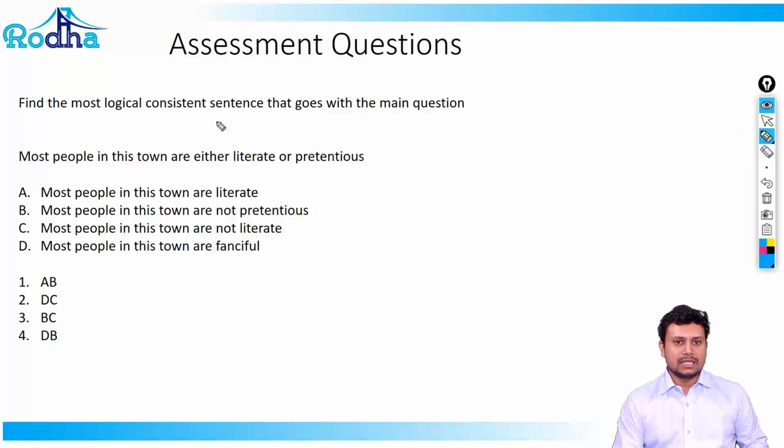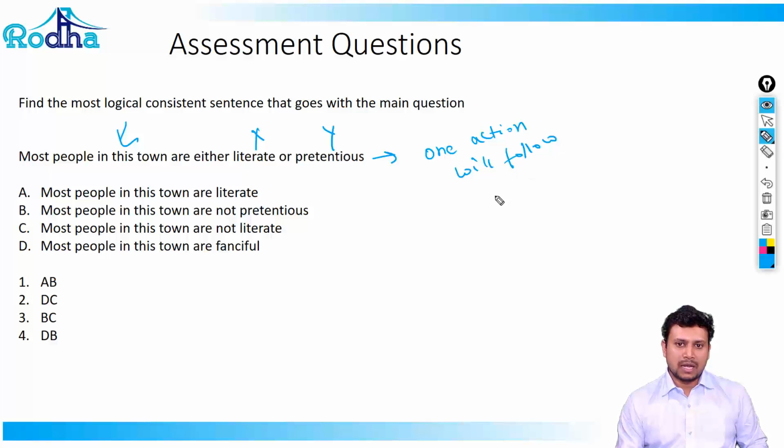So next one is an either or question. It says most people in this town are either literate, so this is X, or pretentious, which is Y. And what is my logic? Only one action will follow. So when I have an either or, I'll say only one action will follow at a time. So let me take this to be following. I'll say most people in this town are literate. And again, I'll have to look at a sentence which is not pretentious. So AB. So this is clearly given. So this should be the answer.